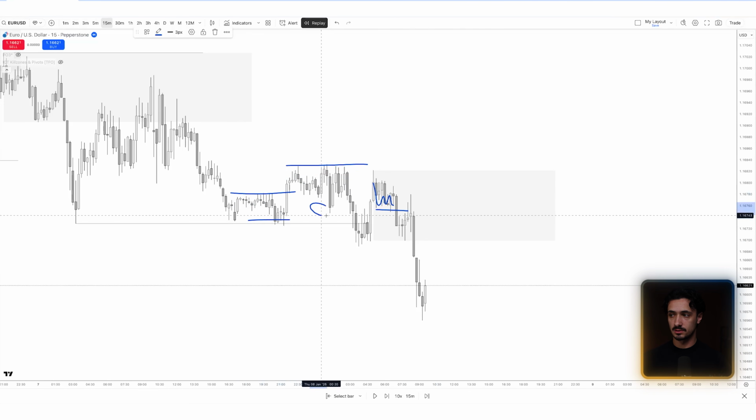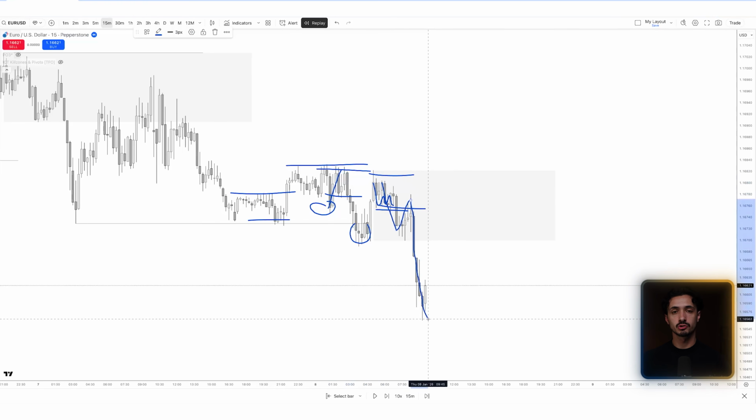So supply and demand is on both sides of the markets, but market structure is the glue that makes it so that you choose the correct side of the market, because supply and demand is an amazing concept. You can see here that all of these supply and demand levels hold at some point, but only the ones that are trading with the trend are the ones that truly prevail.